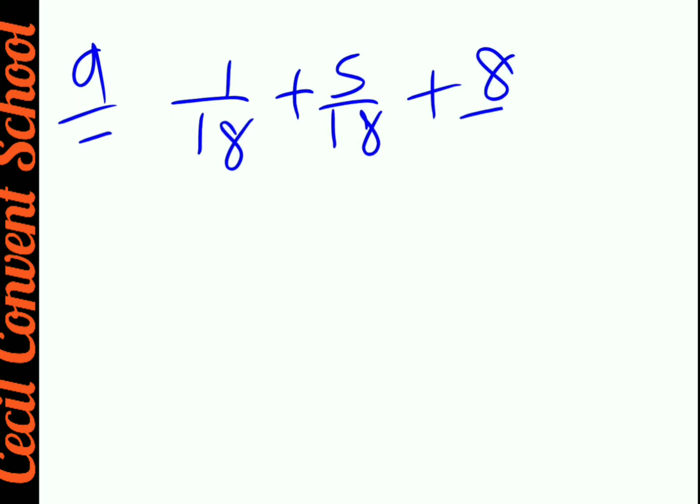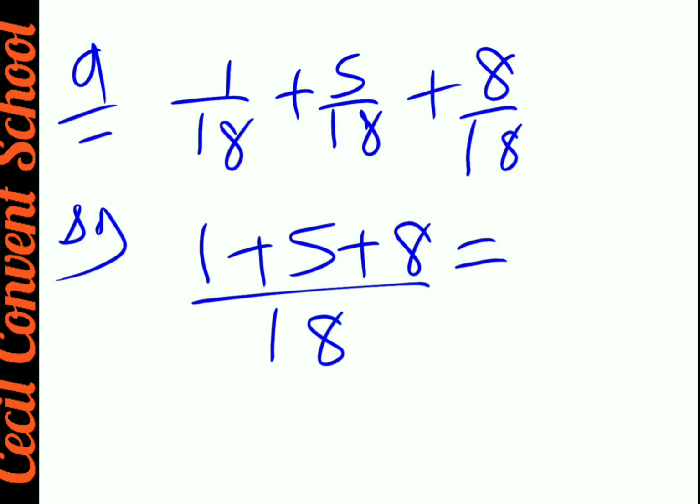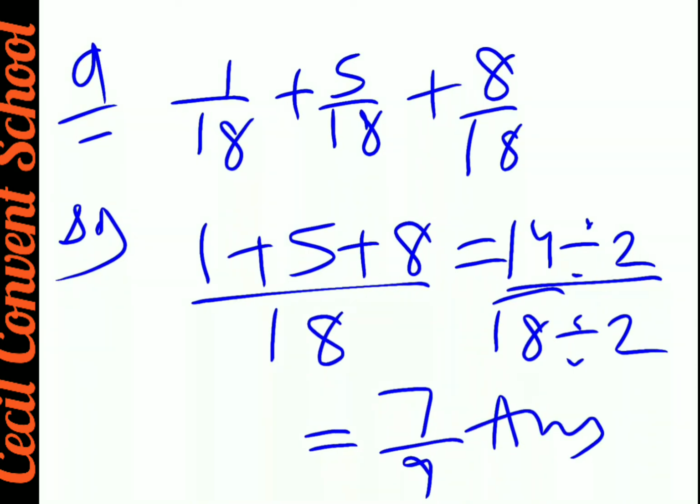D part is 1 upon 18, 5 upon 18, 8 upon 18. Now add them. 18 will come as it is. 1 plus 5 plus 8 will come 14 upon 18. Now 14 upon 18, both numbers come in the 2 table. So you divide it by 2. When you divide it by 2, the answer will be 7 by 9, because 2 sevens are 14 and 2 nines are 18.